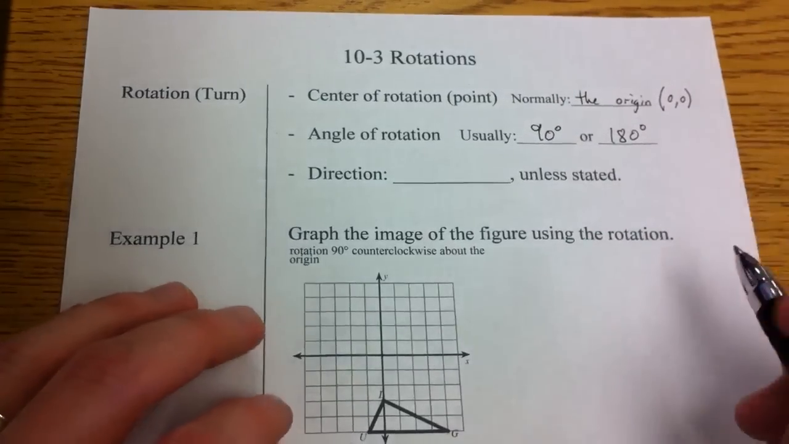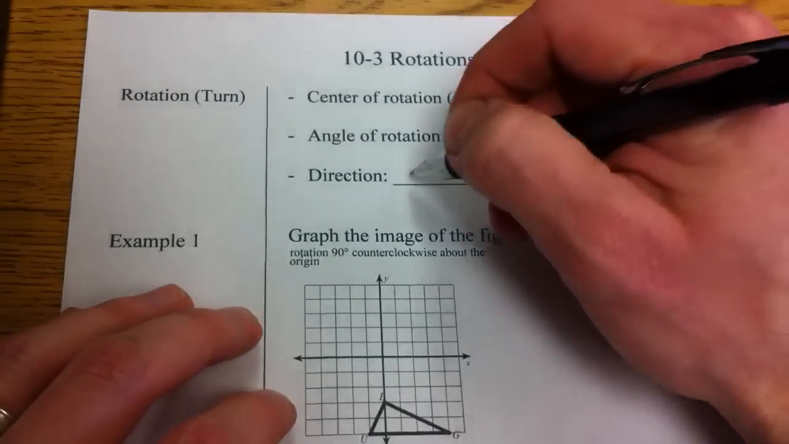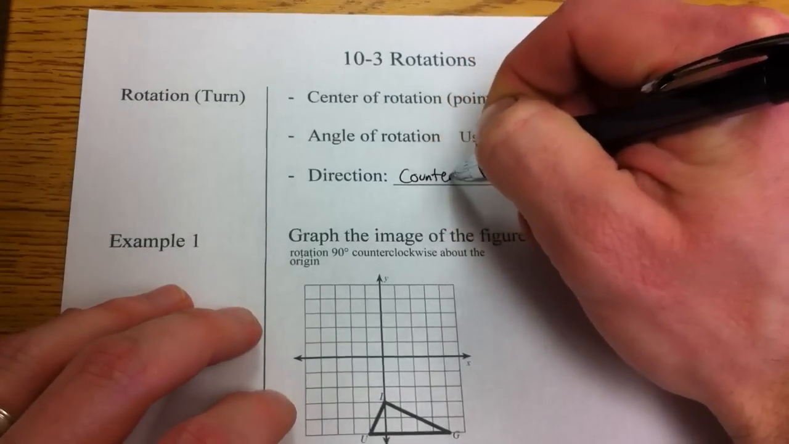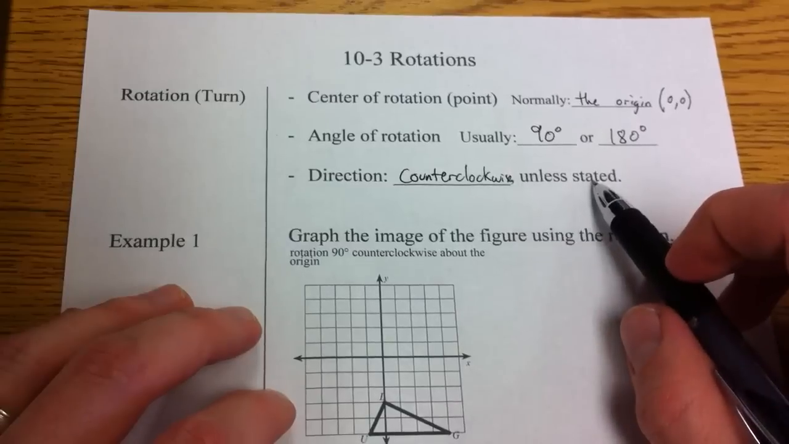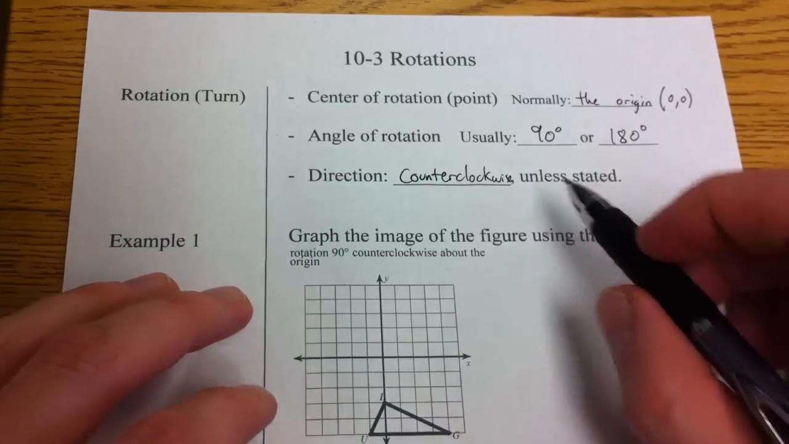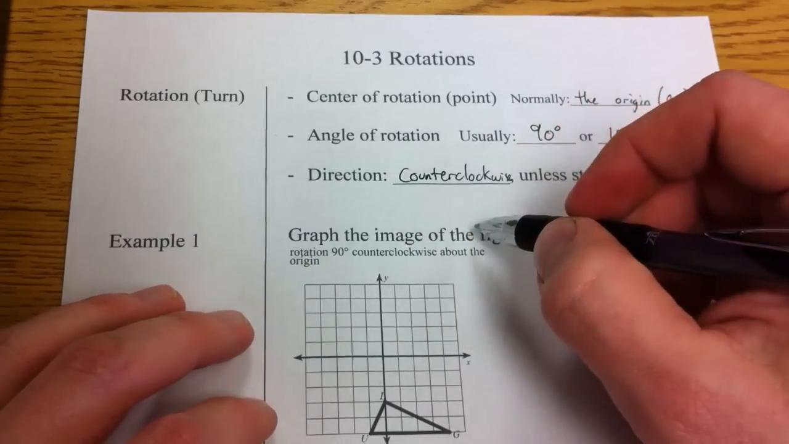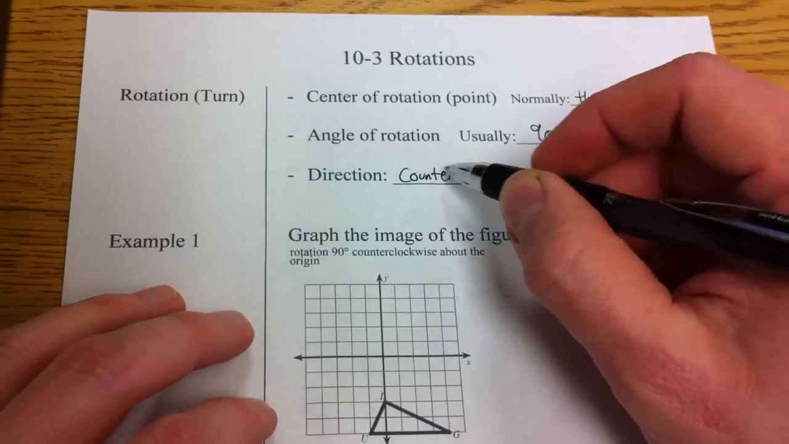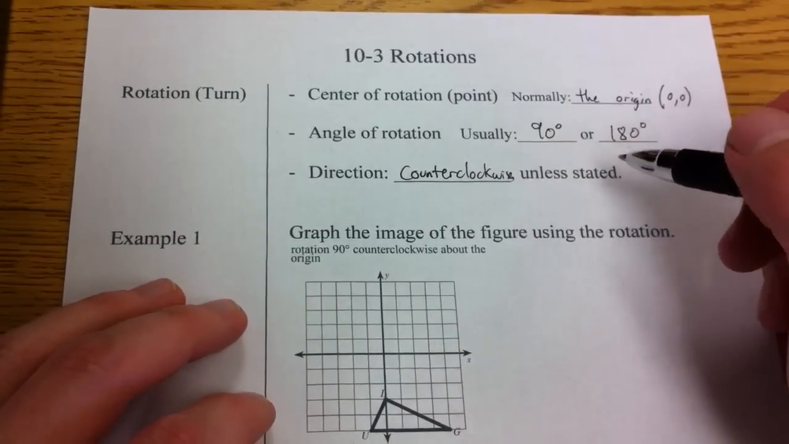And there's a direction of rotation. I was going to tell you what direction they are rotating. This direction is counterclockwise, unless stated otherwise. So counterclockwise, let's remember what that is if we think about a clock. Okay, circle clock. Clockwise, the hands go to the right. So counterclockwise would go opposite, to the left. All right, so counterclockwise unless stated.